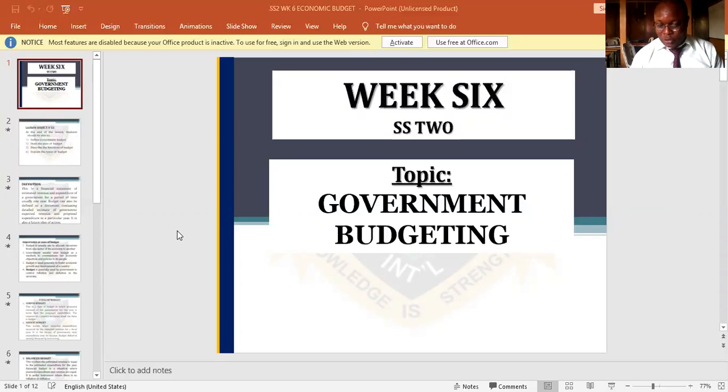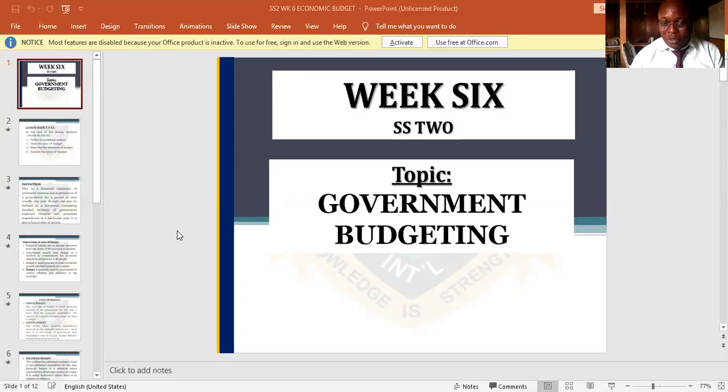Then we also discussed government expenditure. Government expenditure refers to the total expenses incurred by public authorities at all levels of government, maybe local government, states, or federal government. This government expenditure includes capital expenditure and recurrent expenditure. So that's what we discussed in our previous lesson.